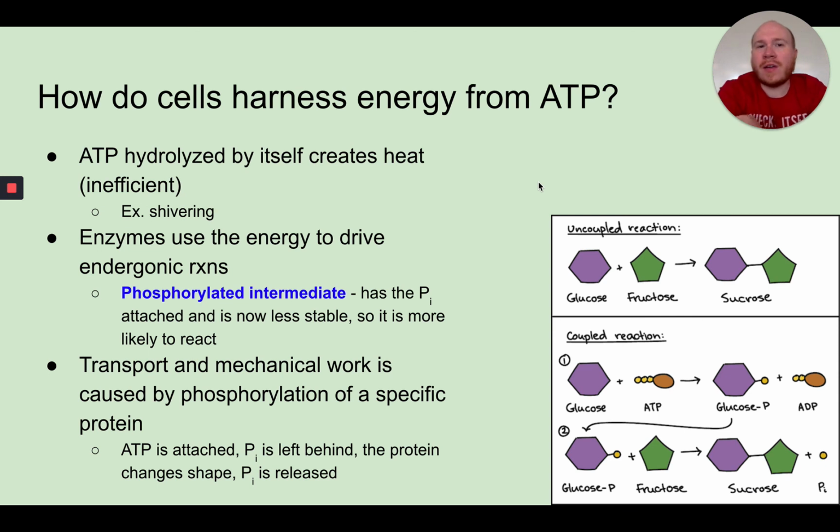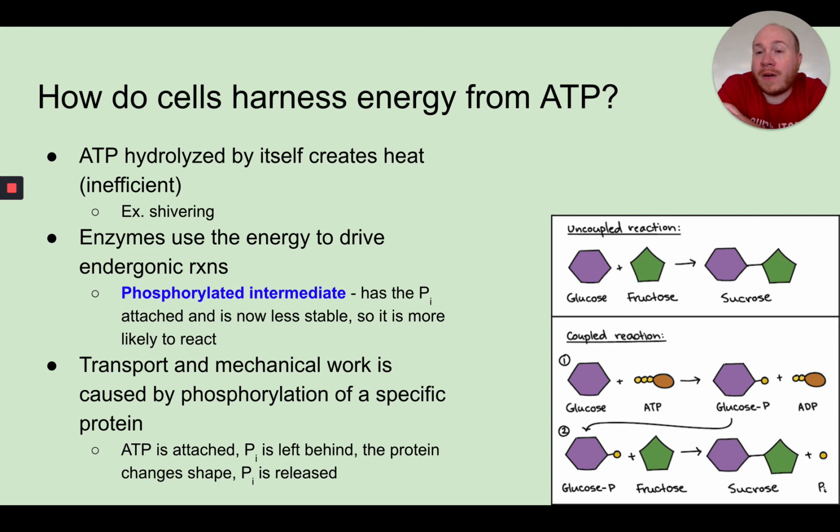So how do cells harness energy from ATP? The ATP hydrolyzed by itself creates heat, which is super inefficient. An example of this is our body. When we get too cold, our body naturally starts to just break ATP apart to cause our muscles to shiver, which increases the heat output of our cells, which then helps warm us up. So enzymes use the energy to drive endergonic reactions. So reactions that need energy will use an ATP molecule to run it.